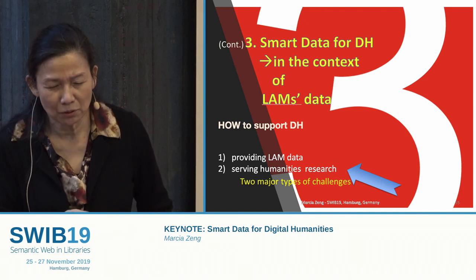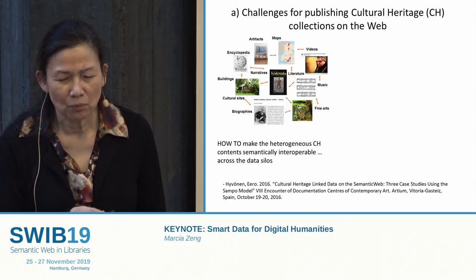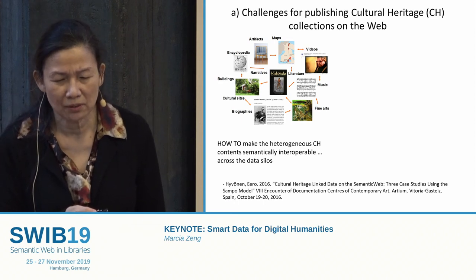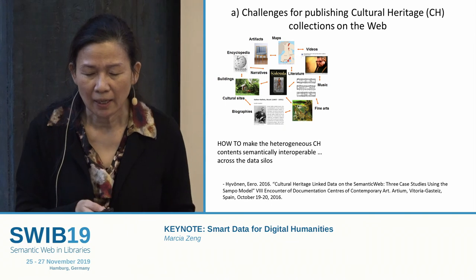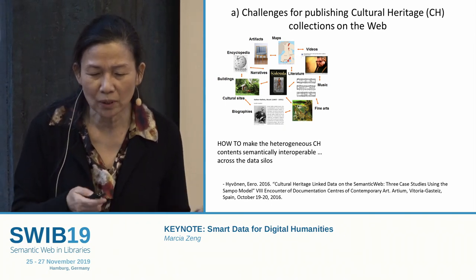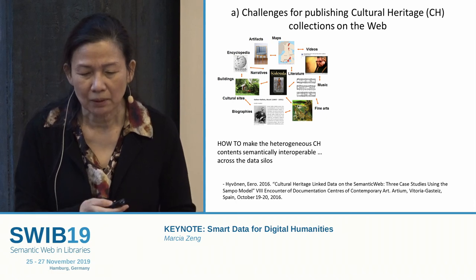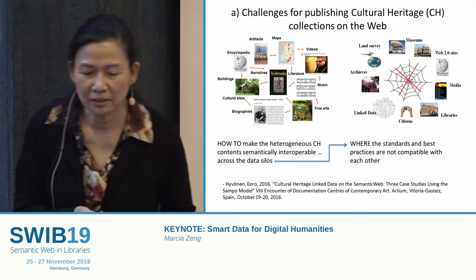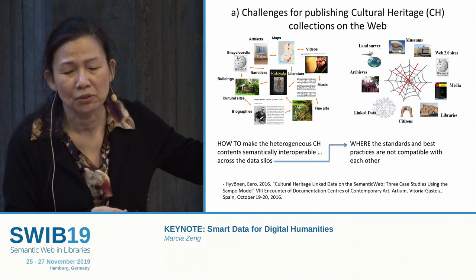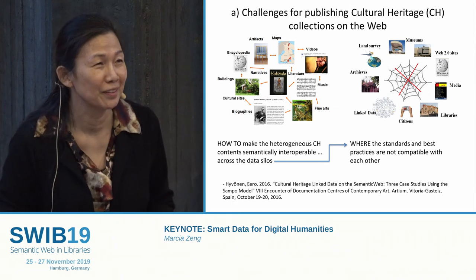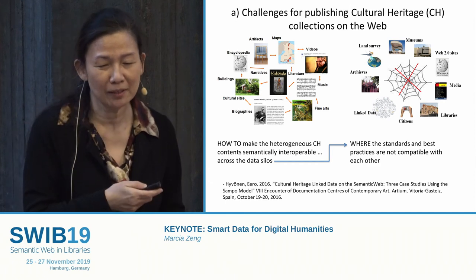First, about how to support DH: providing the LAM data, and then serving humanities research. So there are two major challenges. The first challenge is publishing cultural heritage collections on the web. We heard about this from yesterday's presentation, and we talk about this as well. How to make all different kinds of cultural heritage content interoperable. Yes, we would like to, however, this interoperability also has to work with the way that libraries, archives, museums, and information institutions have been doing things. Everyone has different rules, different practices, different formats. So this is a big challenge for us.